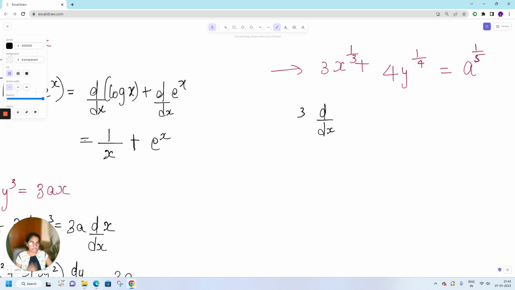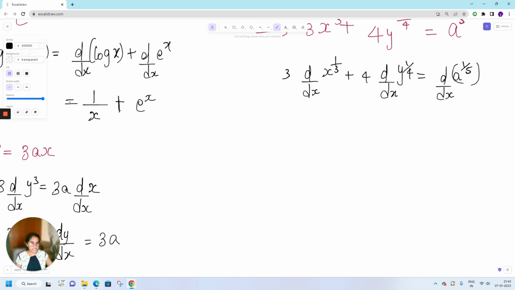So I'll write it out. x to the power 1/3 plus 4 is a constant. So d/dx of y to the power 1/4 is equal to d/dx of a to the power 1/5. What is d/dx of a constant? It is 0, right? Yes. So this would be 3. What is the formula? d/dx of x to the power n is n x to the power n minus 1.